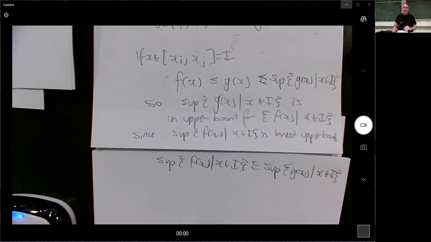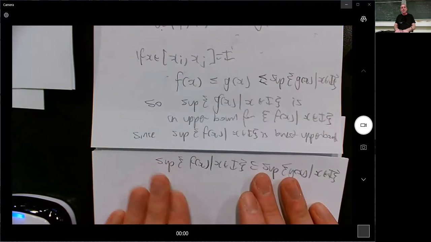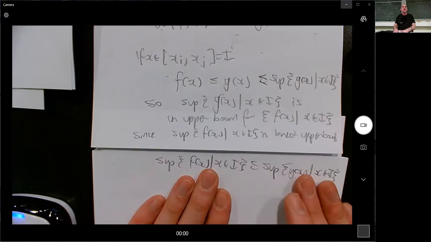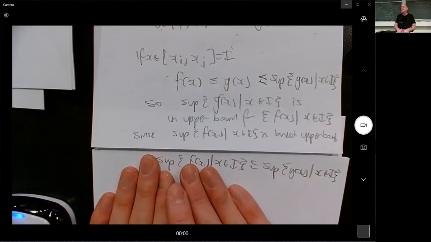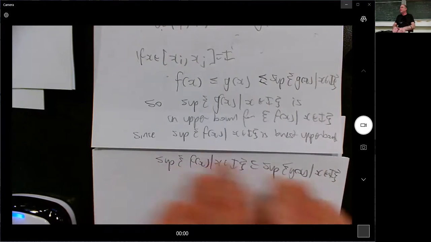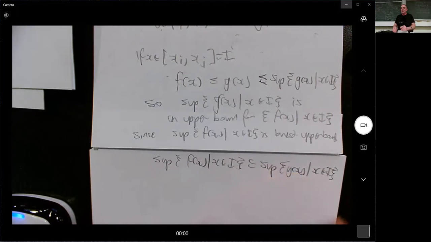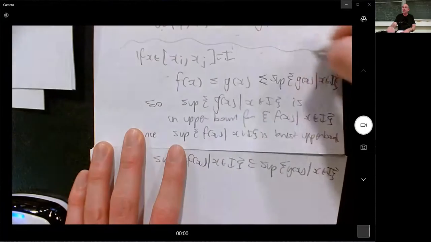Okay, and so on every interval, the supremum of the f's is less than or equal to the supremum of the g's, and so therefore the sum of the supremum of the f's must be less than or equal to the sum of the supremum of the g's. Well, you multiply them all by the same things anyway, and so it's okay. So that was just me trying to prove it.